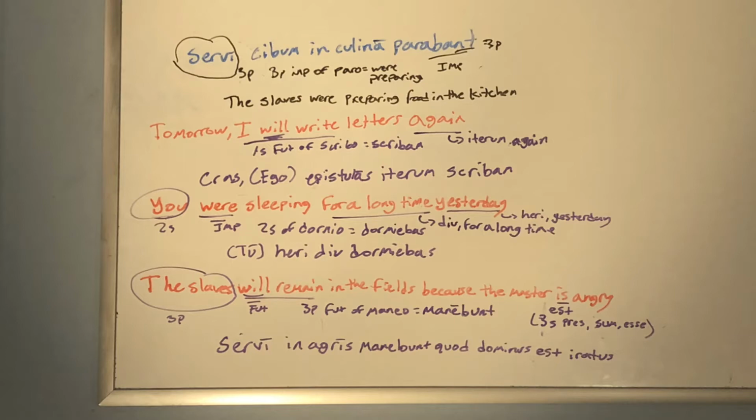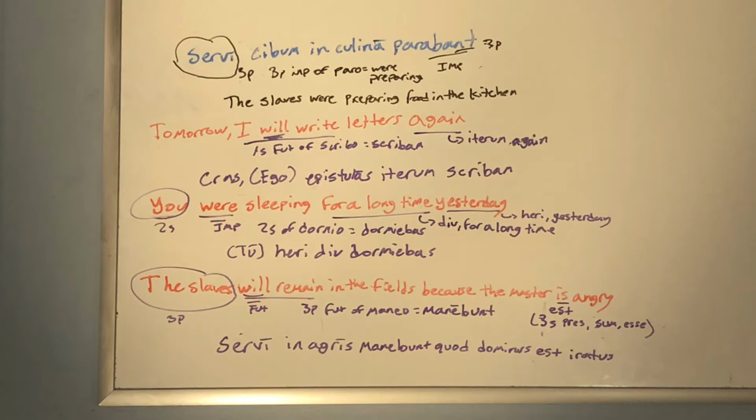Finally, we move into the last sentence. The slaves will remain in the fields because the master is angry. There are two verbs in this. The second verb is is. Right now, all you have to know is est. This comes from the verb sum, esse. It's not imperfect, it's irregular. So don't worry about that for right now. All you have to know is that is is est, and I'll cover irregulars in another video.